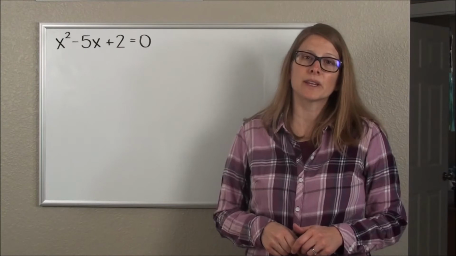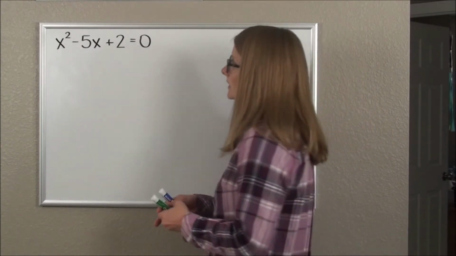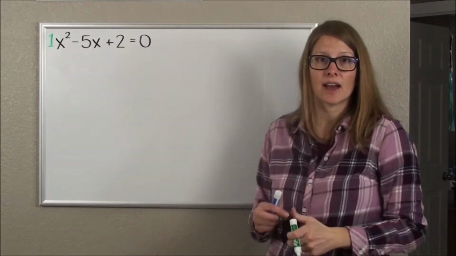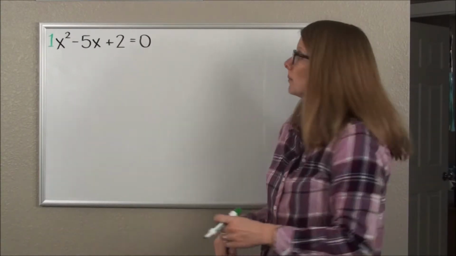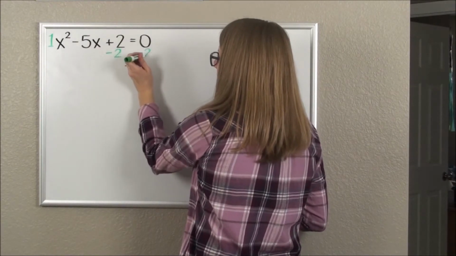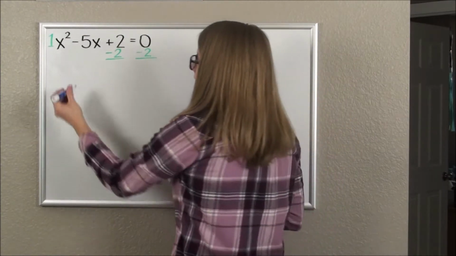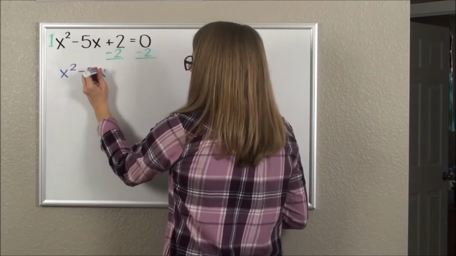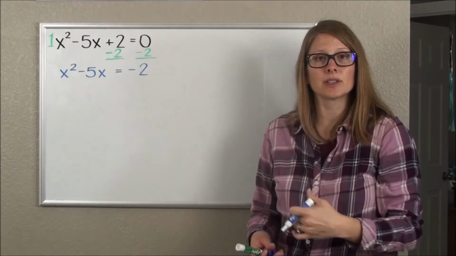So again, before we can begin, we want to verify that the leading coefficient is 1. And in this case, when there's nothing in front of x squared, that means that our leading coefficient is in fact 1. So we can begin. And we're going to leave the letters on the left and move the number to the right. So in this case, that +2 will relocate with subtraction, moving itself to the right. And I have now x squared minus 5x equals -2.